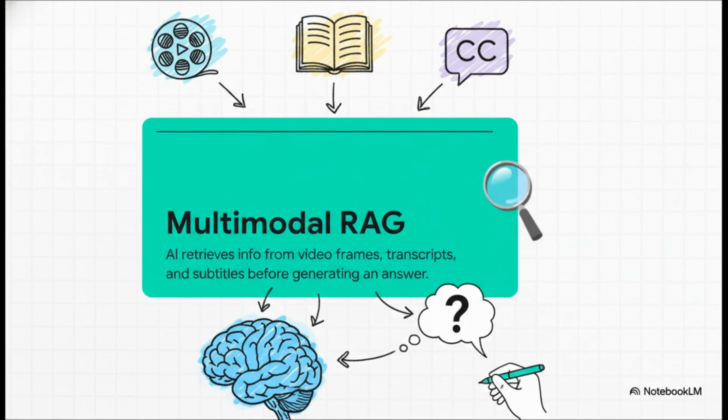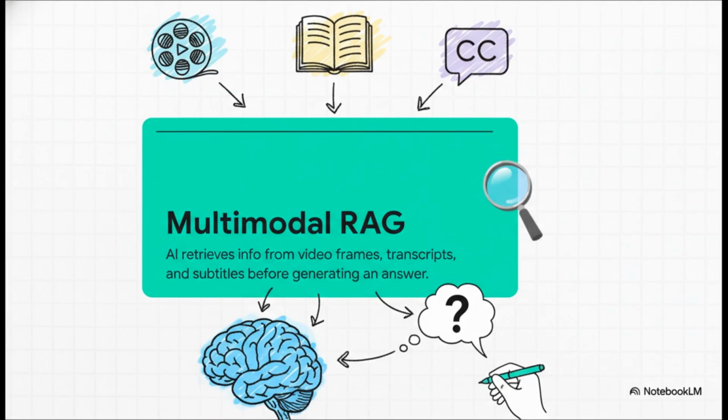And this brings us right to the heart of our project, something called Multimodal RAG. That stands for Retrieval-Augmented Generation. The best way to think about it is like an open book exam for the AI. Before it even tries to answer your question, it goes and retrieves cold, hard evidence from the video frames, the audio, and the text. This is so important because it makes sure the AI's answers are grounded in facts, not just making stuff up.